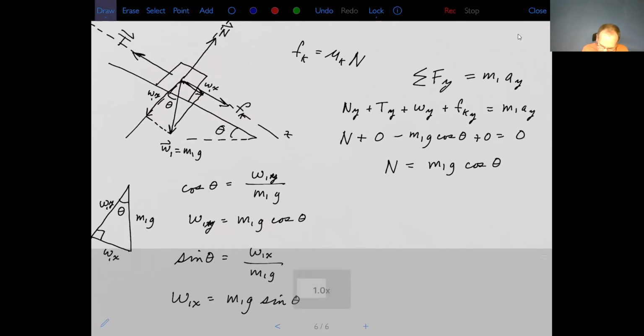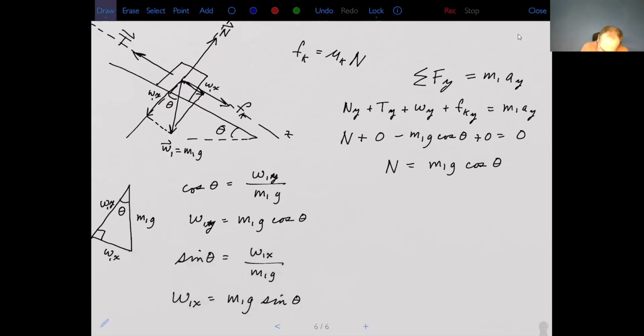So in the x direction, I have sum of the forces in the x equals m1 ax. So again, I want the x component of the normal force, the x component of the tension, the x component of the weight, and the x component of the frictional force. That's got to equal m1 ax. Well, what's the x component of the normal force? Well, since the entire normal force is in the positive y direction, none of that vector is in the x. This is 0.